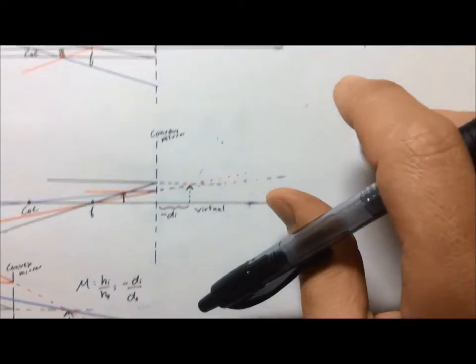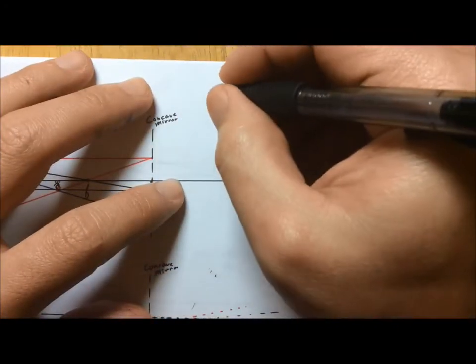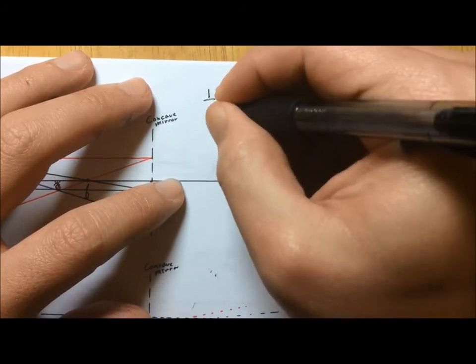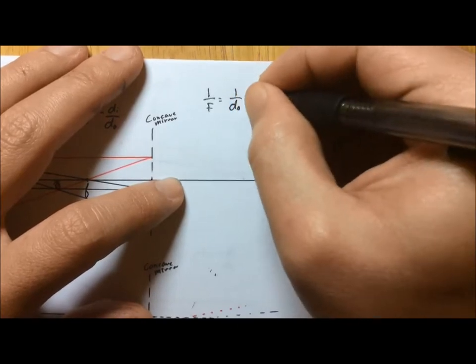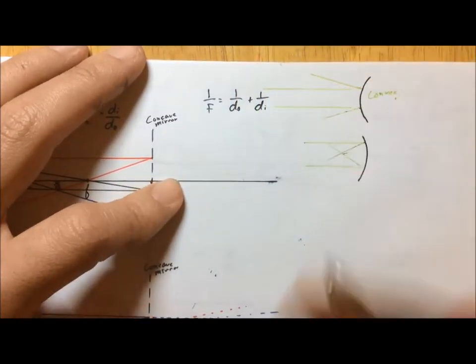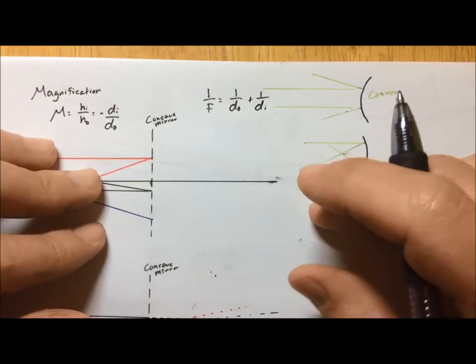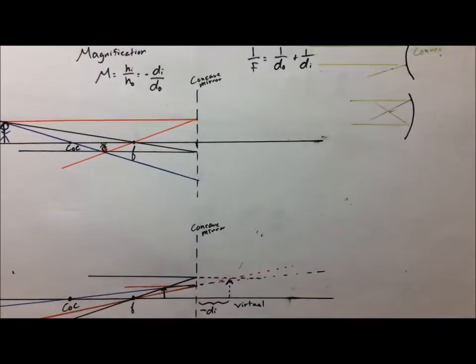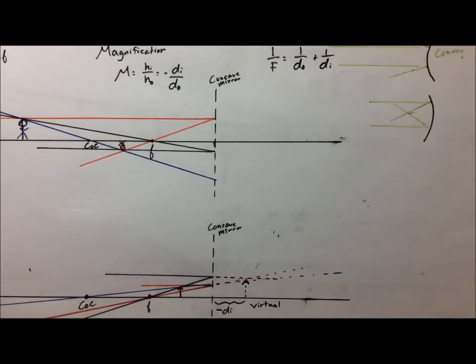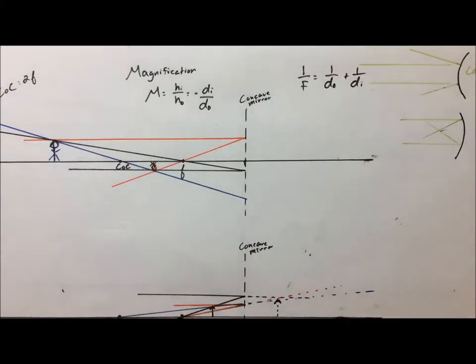So the other equation that you need to know for this ray tracing stuff is going to be this one. This is the mirror or lens equation. 1 over f, the focal length, is equal to 1 over do plus 1 over di. This is not the lens maker's equation. I believe the lens maker's equation has n in it, the index of refraction. So just to take a look, we're just going to double check this at the very end of this video. So let's see if this actually fits to what our drawings are.